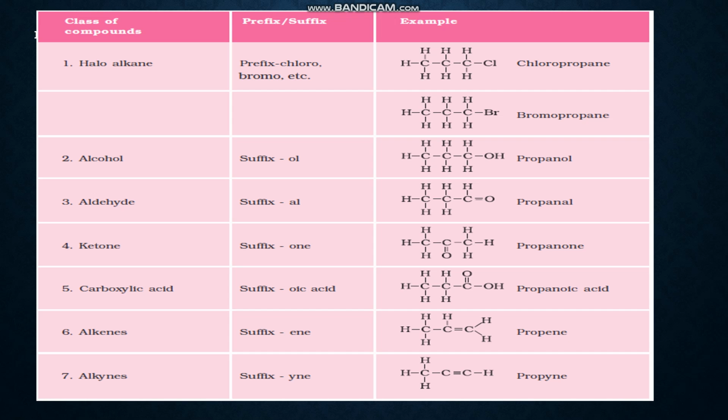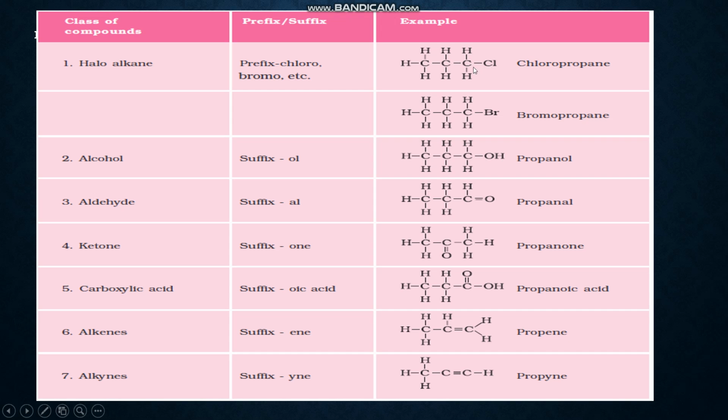So let us see this table once again to recapitulate. We have learned today 5 classes of organic compounds: haloalkanes, alcohol, aldehyde, ketone and carboxylic acids. Alkene and alkane we have already learned in the previous classes. For haloalkane, the class of organic compound, the functional group is Cl.